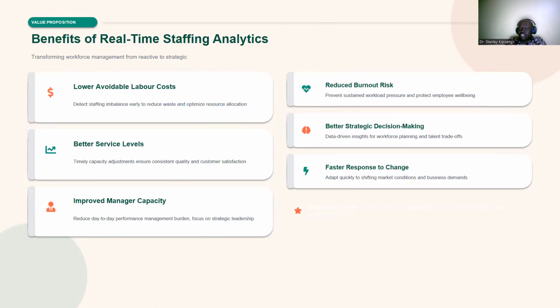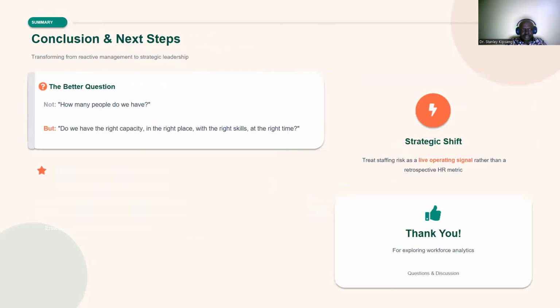The other thing is better strategic decision making, where we are talking about data-driven insights for workforce planning and talent trade-offs. So you are able to understand clearly your needs for manpower and how you're going to meet those needs. There's faster response to change. You're able to adapt quickly to shifting market conditions and business demands, because you understand your needs for manpower and you're able to prepare early enough to avoid being overstaffed or understaffed, or even having a mismatch between the skills and the work that is supposed to be done.